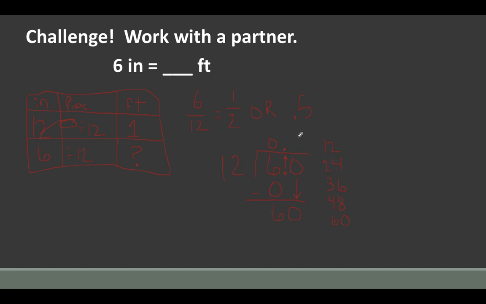So 12 goes into 60 5 times. 12 times 5 is 60. Leaves us with no remainder. So now we have nothing left over, nothing to bring down, so our decimal has terminated. That's what that means when you have a decimal. There's nothing left to bring down. There's no remainder left over. The decimal has terminated, and you are finished dividing.